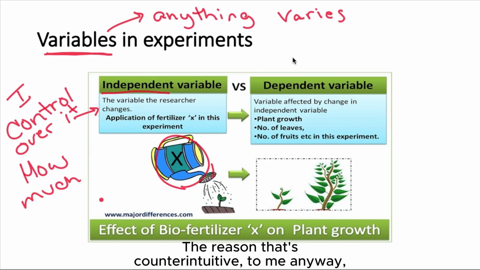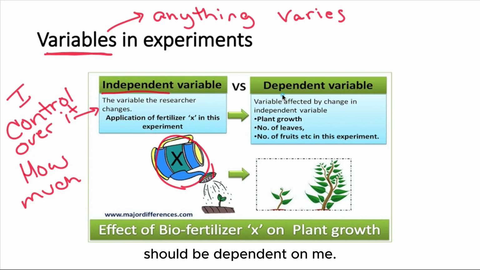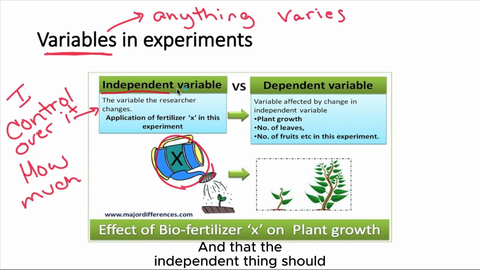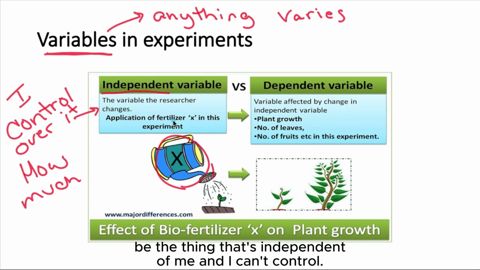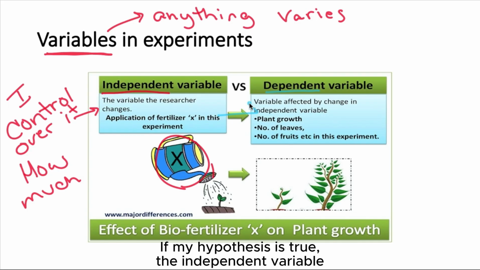The reason that's counterintuitive to me anyway is if I can control it, I feel like it should be dependent on me, and that the independent thing should be the thing that's independent of me and I can't control. It's not. Sorry. The dependent variable is the variable that hopefully maybe is influenced by the independent variable. If my hypothesis is true, the independent variable will determine the dependent variable.